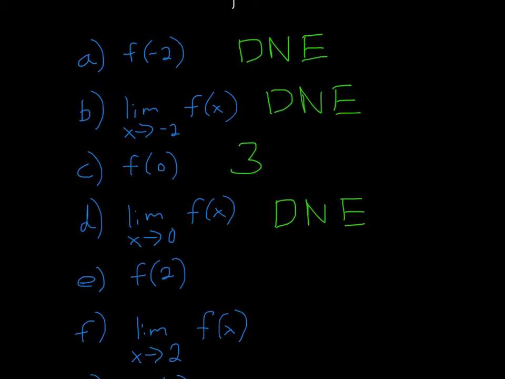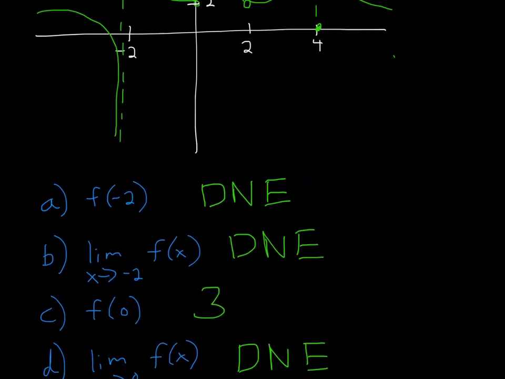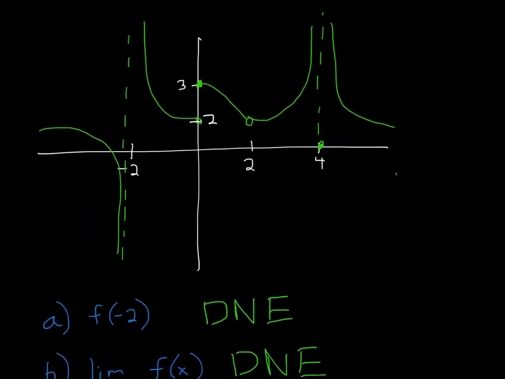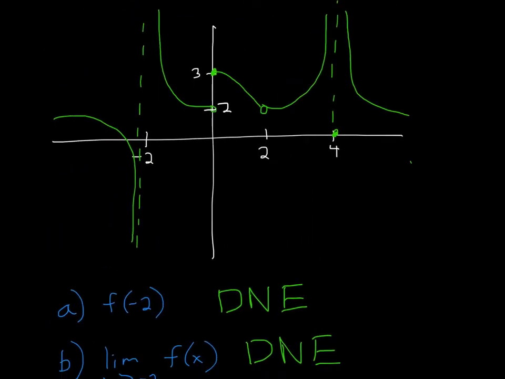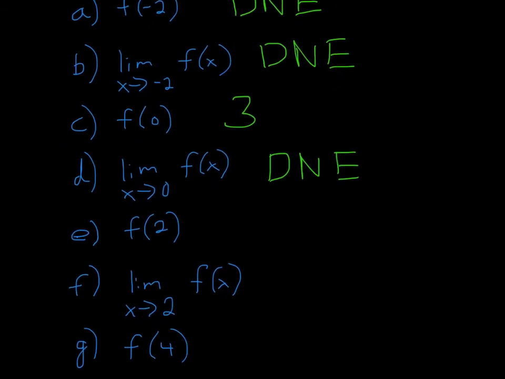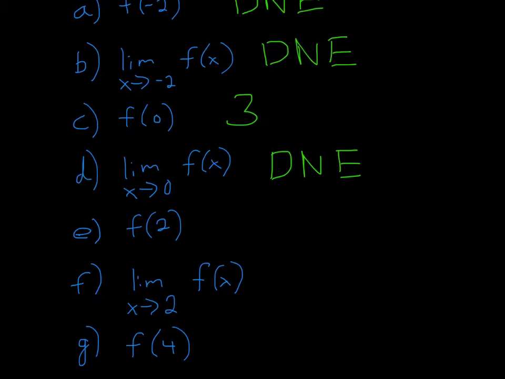So here we have f of 2. This is f evaluated at 2. So we just plug in 2, and it's asking what is the y point at x equals 2. Well, actually, since there's a hole, there is no point. Therefore, it does not exist.